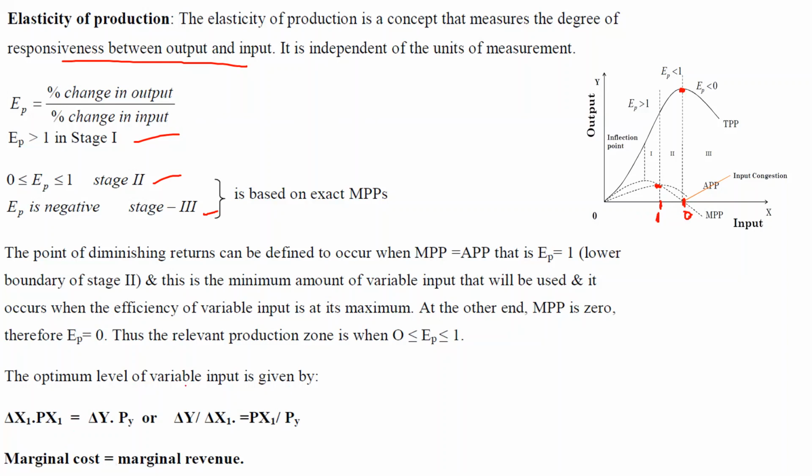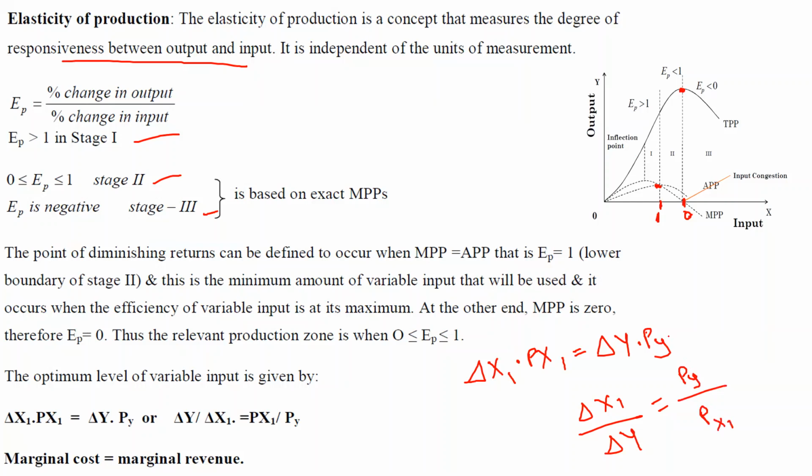The optimum level of variable input is given by delta x1, that is the change in x1 into price of x1, which is equal to delta y, that is change in output into price of output. Or we can say it is delta x1 divided by delta y is equal to price of y divided by price of x1. That is nothing but marginal cost is equal to marginal revenue. We can say in other terms, it is a point where marginal cost is equal to marginal revenue.